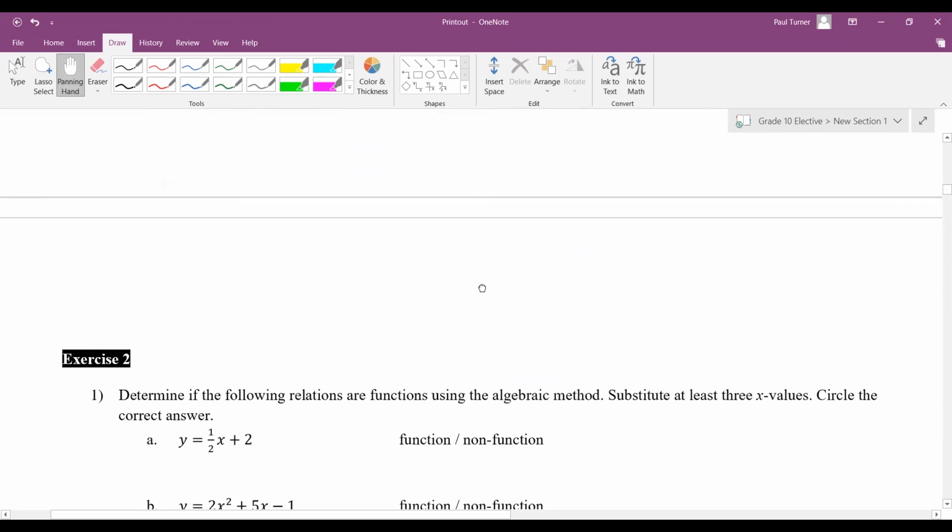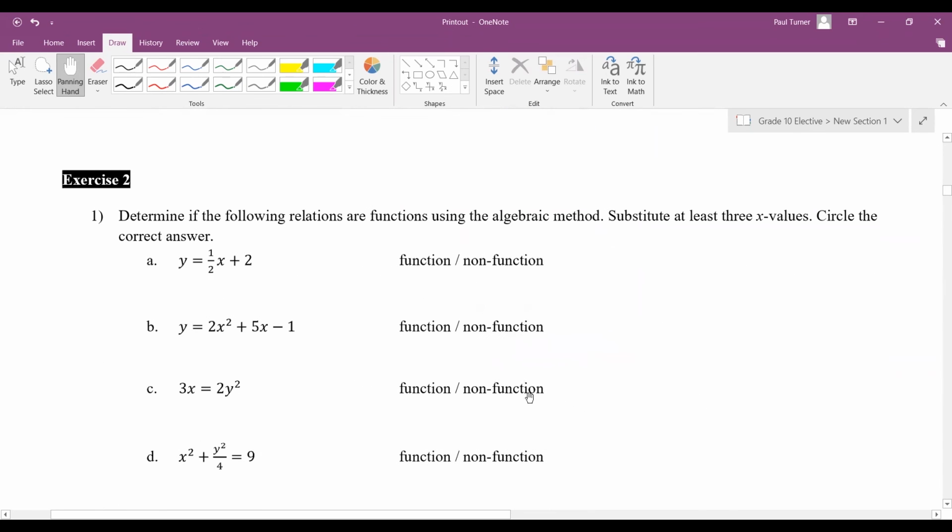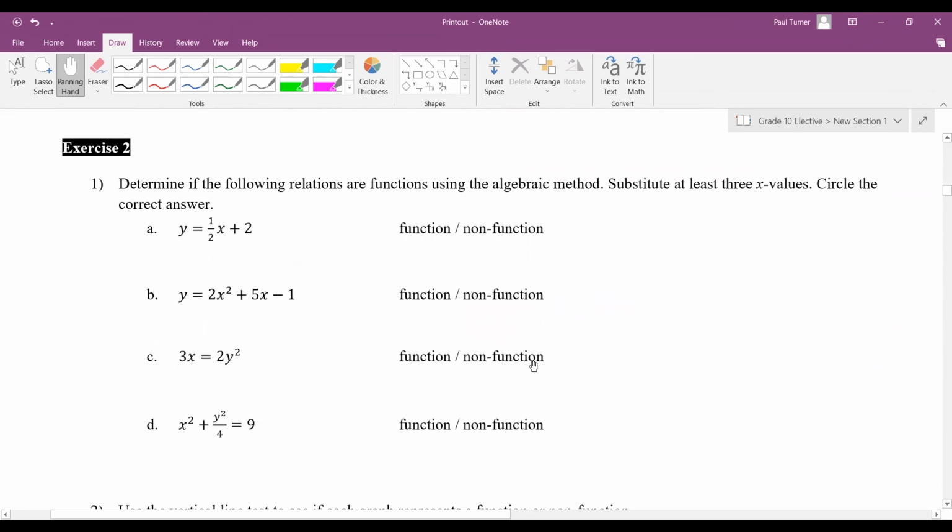Okay, well, it's only 5 minutes. So what you can do, we got 5 minutes, so how about you think about this for a little bit first, just question one, because we're going to continue into the next period anyway. So you want to tell me, use an algebraic method maybe, substitute at least three x values and circle whether it's a function or non-function.